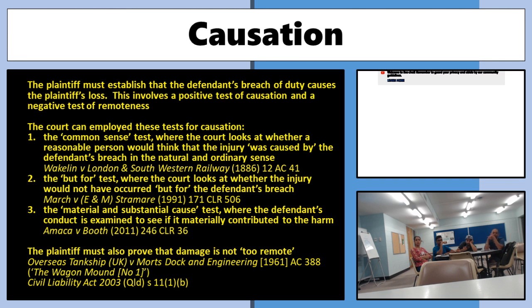The common sense test asks whether an ordinary or reasonable person would associate this breach with leading to that harm. You can also use the test from contract law: would the harm have come but for the breach? Would Jean have suffered this injury but for me exceeding the speed limit by 25 kilometers an hour? Again, she'd have to prove that on the balance of probabilities. Or, there's the test from Amaca and Booth, which came from the asbestos cases.